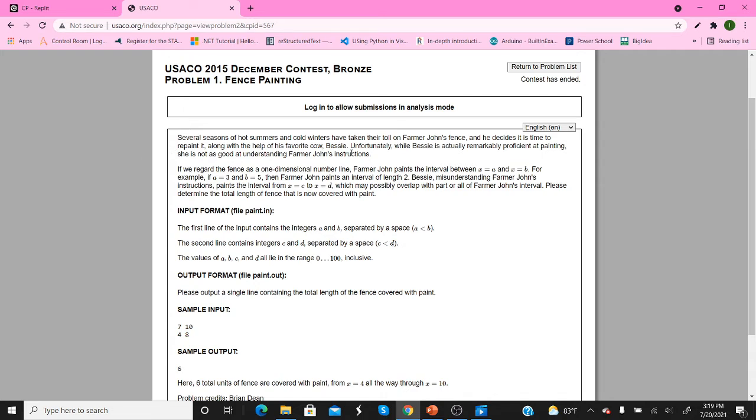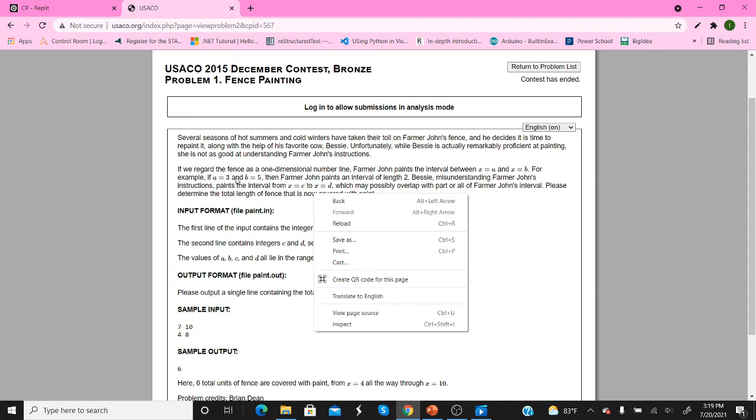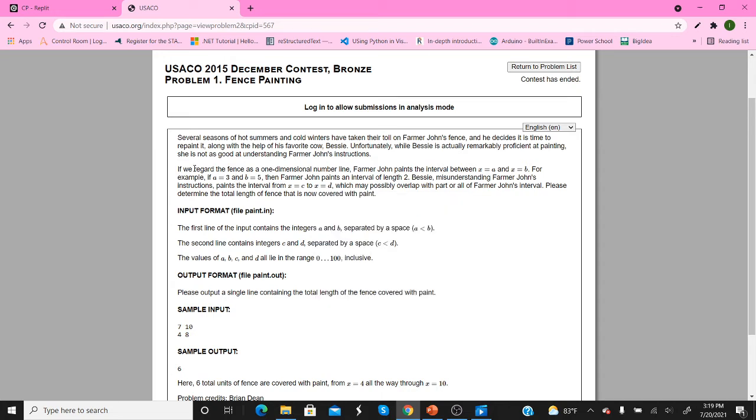Several seasons of hot summers and cold winters have taken a toll on Farmer John's fence. Okay. So basically, we're painting a fence. The fence is a one-dimensional number line, and the farmer is going to paint the interval between x equals a and x equals b. So a could be 3 and b could be 5. Okay, so it's basically an interval. So 3 to 5, that's just an interval of length 2. If we were to go 3 to 8, that's an interval of length 5. So it's just b minus a.